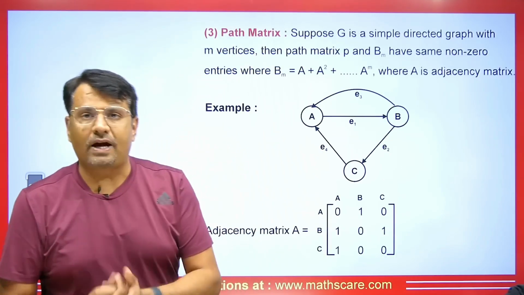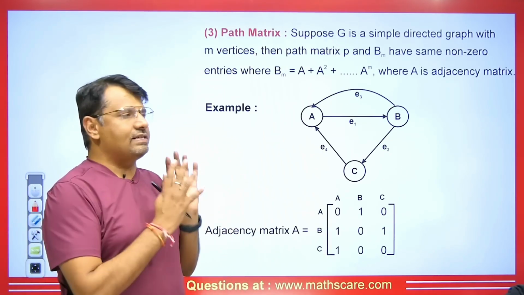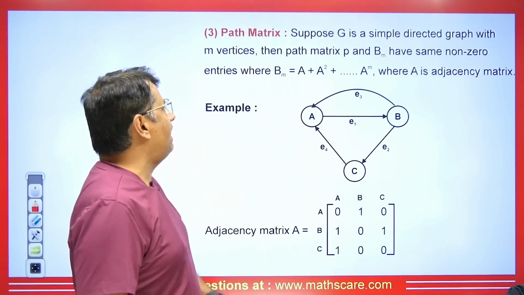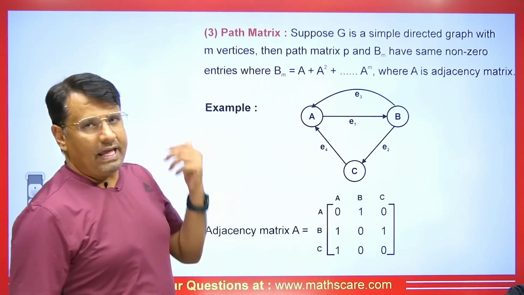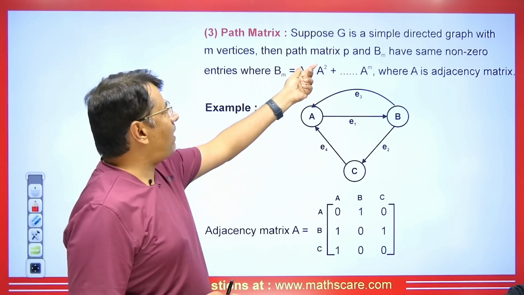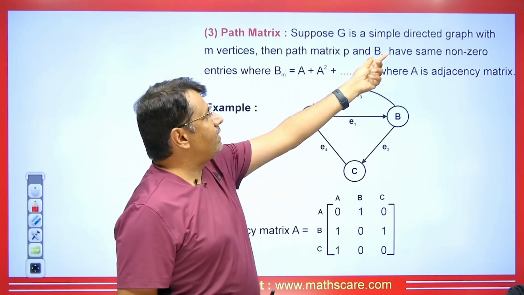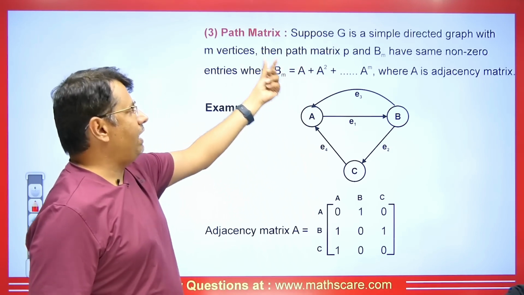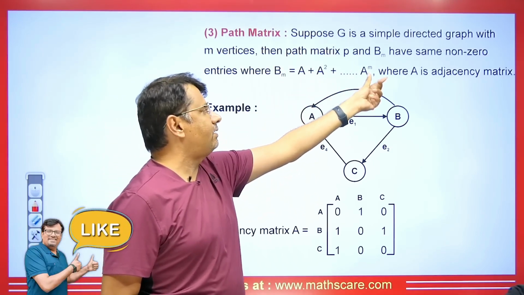Let's talk about the path matrix. It's a little bit different from the adjacency and incidence matrix. What is a path matrix? If we have any graph G, which is a directed graph with M vertices, the path matrix that we have is P, and P and Bm have the same non-zero entries, where Bm is equal to A plus A square, and so on up to A power M.